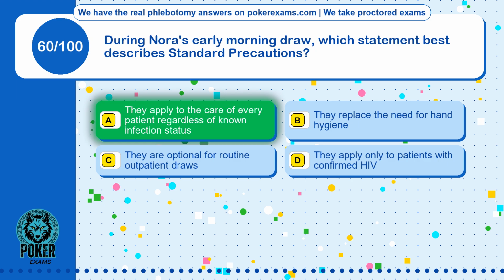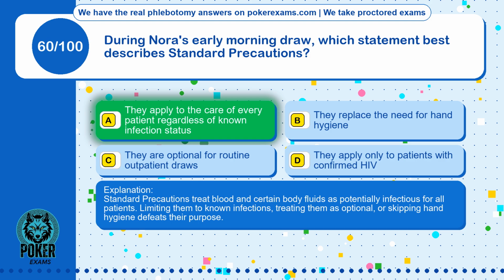The correct answer is option A. They apply to the care of every patient regardless of known infection status. Standard precautions treat blood and certain body fluids as potentially infectious for all patients. Limiting them to known infections, treating them as optional, or skipping hand hygiene defeats their purpose.